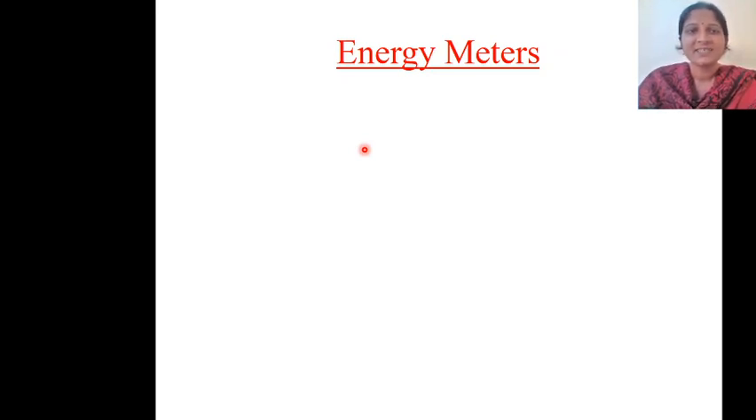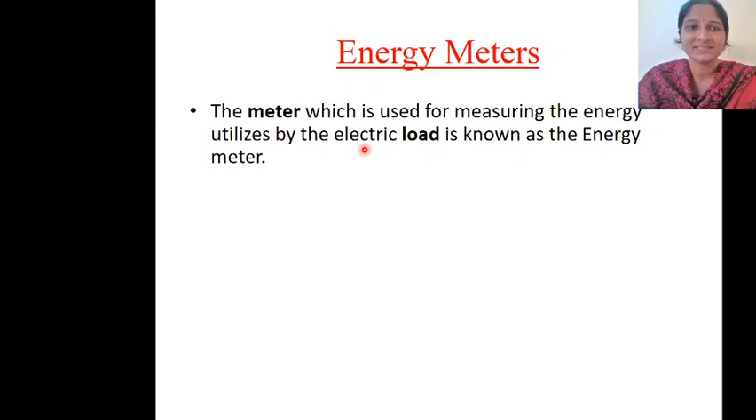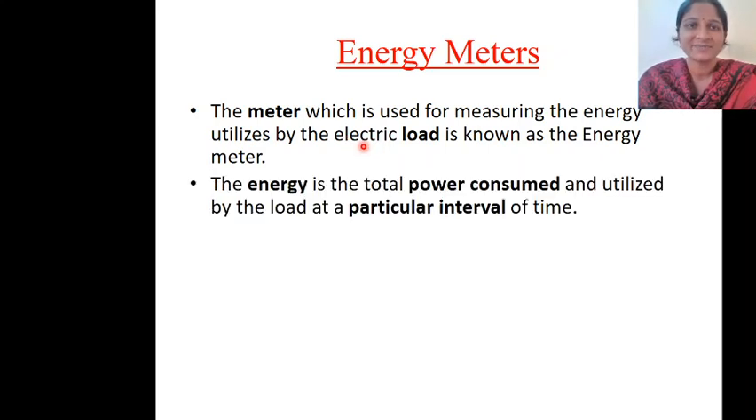These energy meters are used in households, that is domestic purposes, and also for industrial purposes. What is the energy formula? Energy is nothing but power into time. The units are kilowatt hours. So the meter used for measuring the energy utilized by the electric load is called an energy meter. This is the definition of an energy meter.